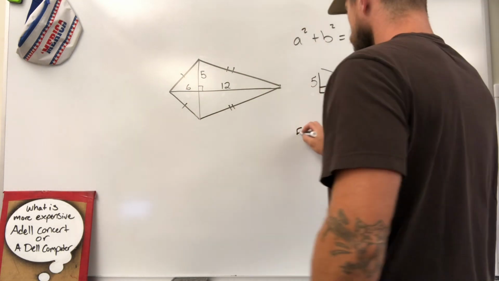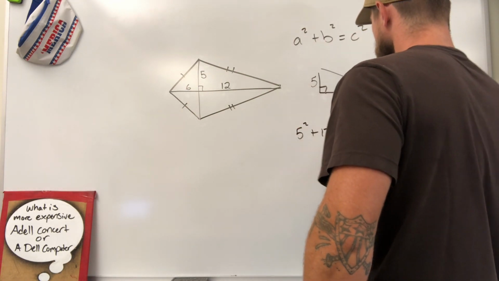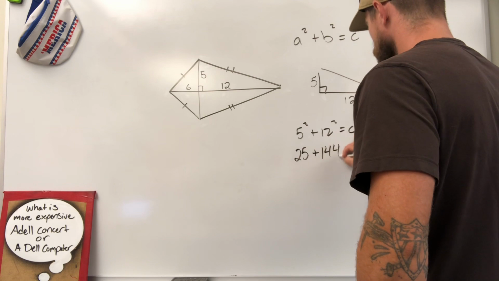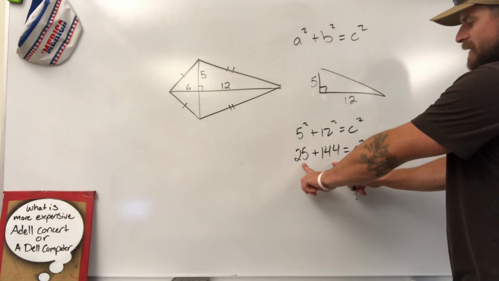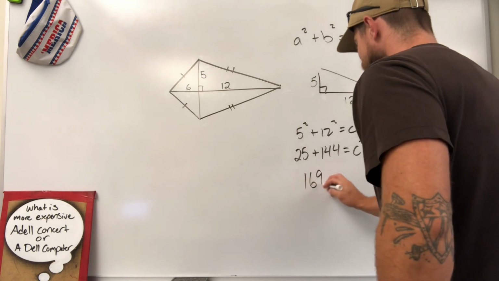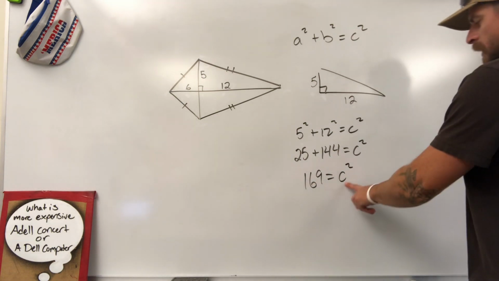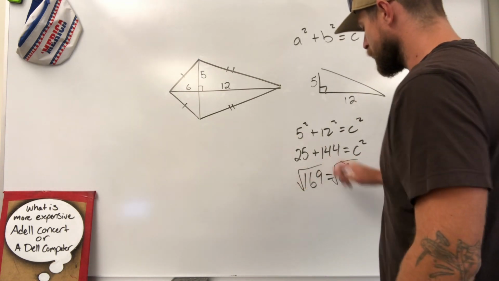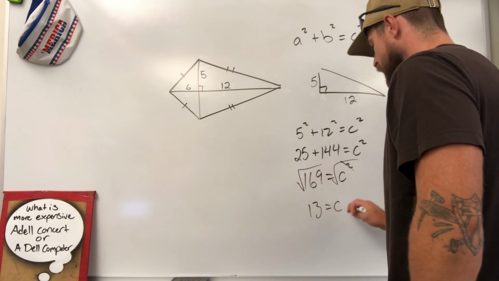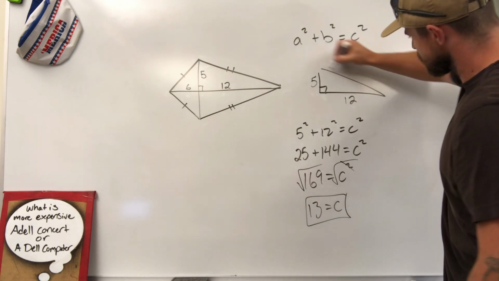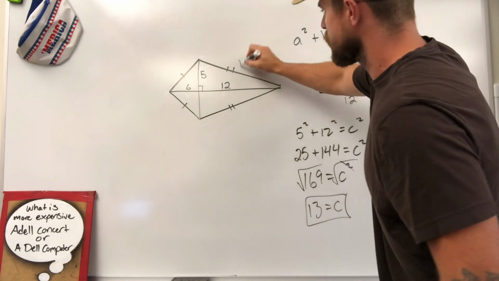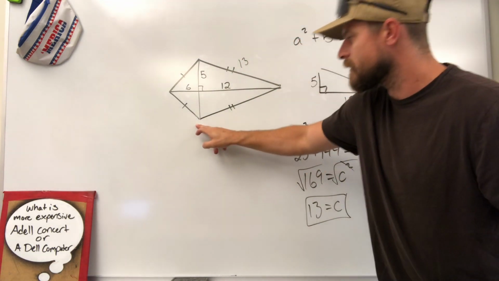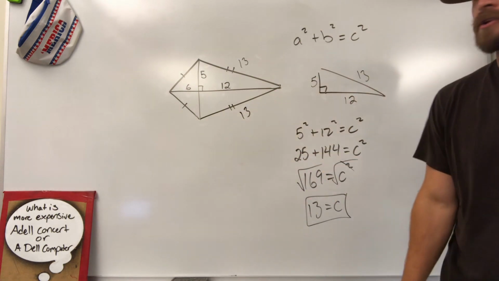So 5 squared plus 12 squared equals c squared. 5 squared is going to give you 25 plus 144 equals c squared. You're going to combine these two values here, giving you 169 equals c squared. Square root, which is the inverse operation to eliminate that exponent of 2, square root on the other side. 13 is our value for c, which was this missing distance right here. So we have 13 that goes right there. And when we're dealing with a kite, we know that if this side is 13, this side here has to also be 13 because those sides are congruent.